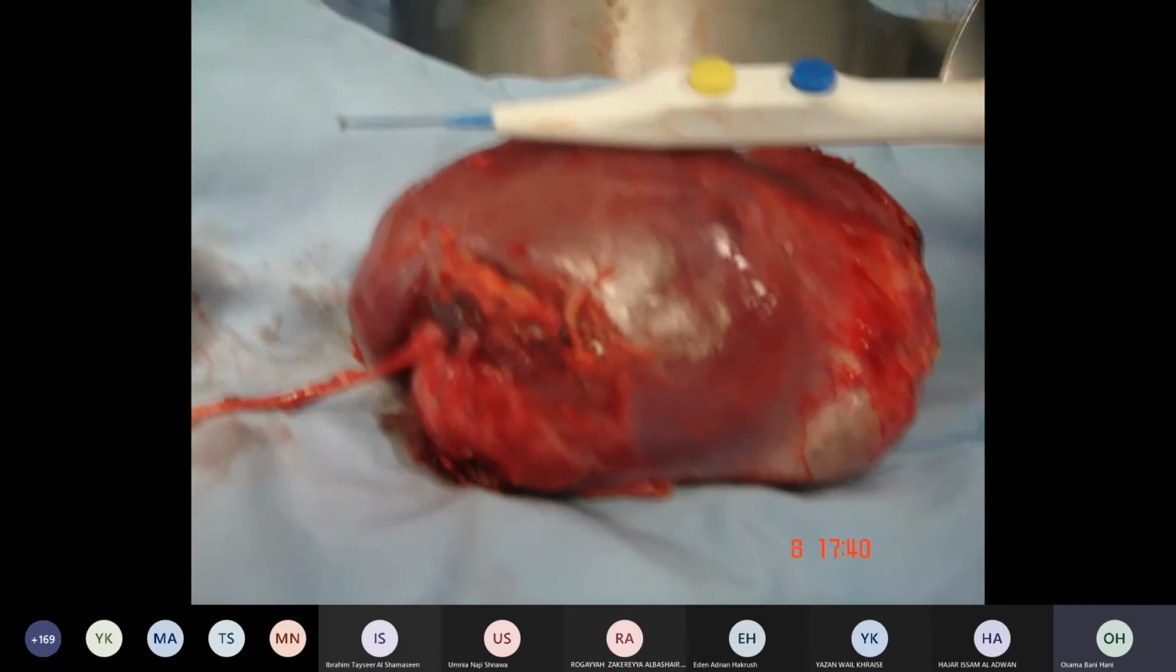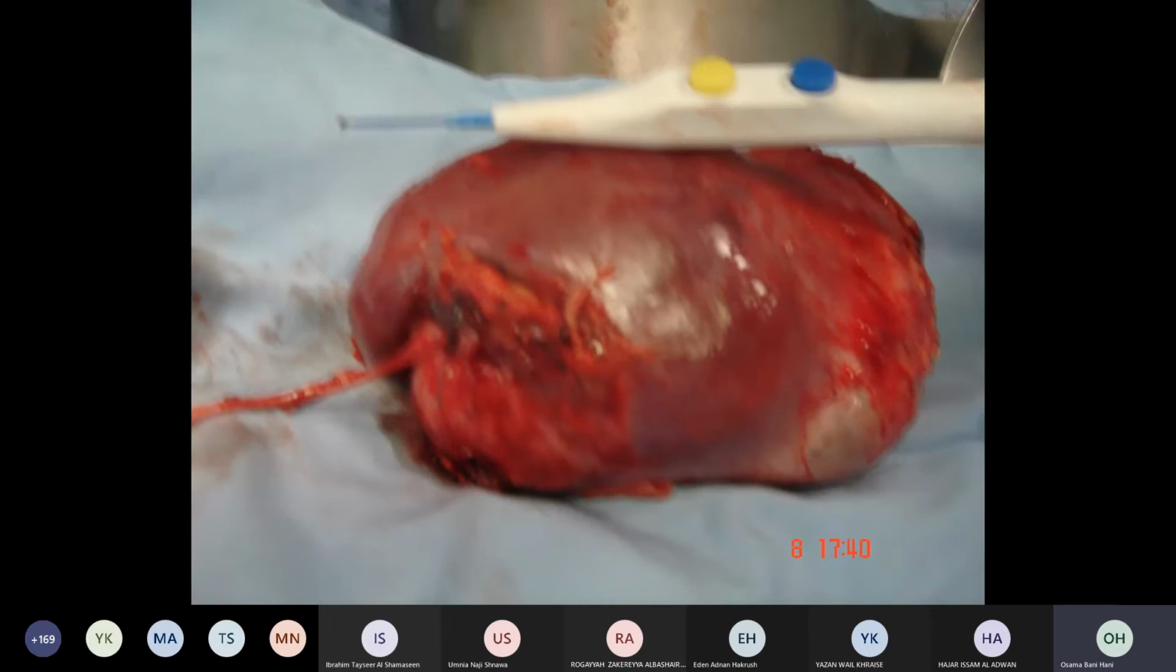And this is what we mean by nephrectomy. We take out the whole kidney, included in the sample. If you look, this is a patient I operated on some time ago, a nephrectomy. It was a huge tumor.